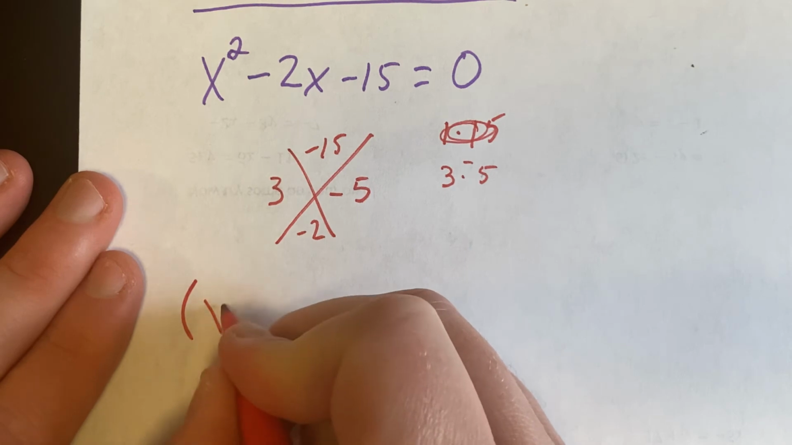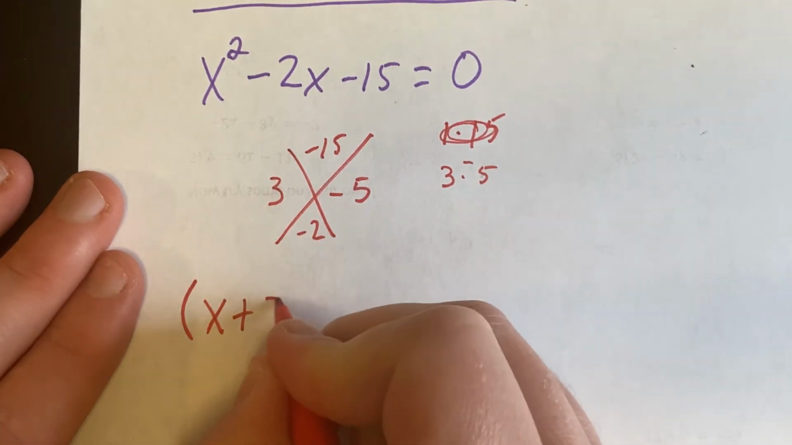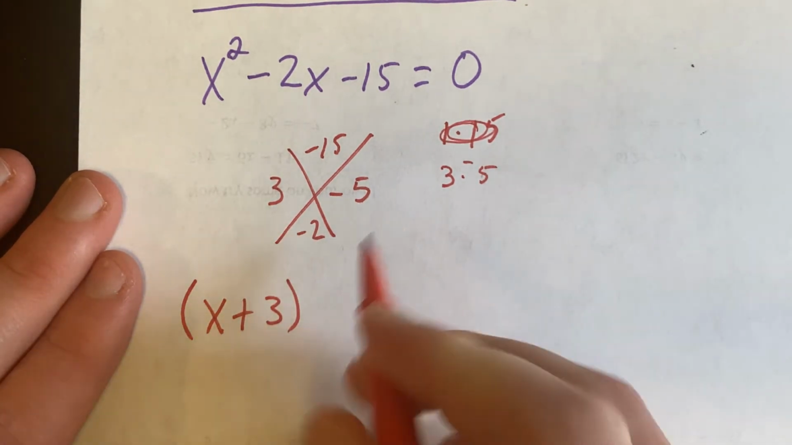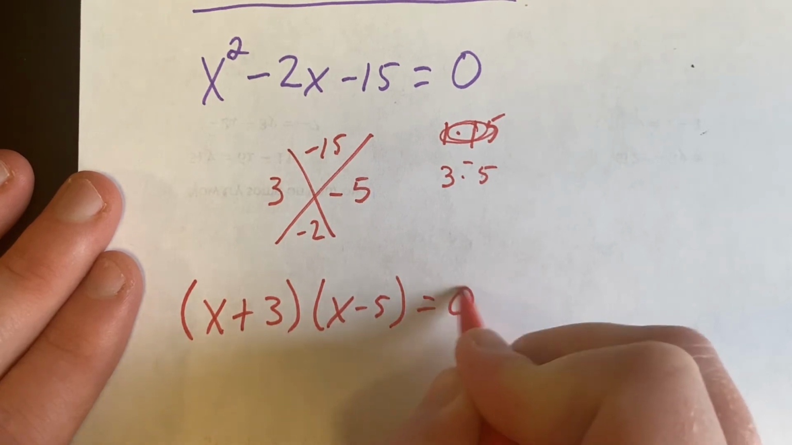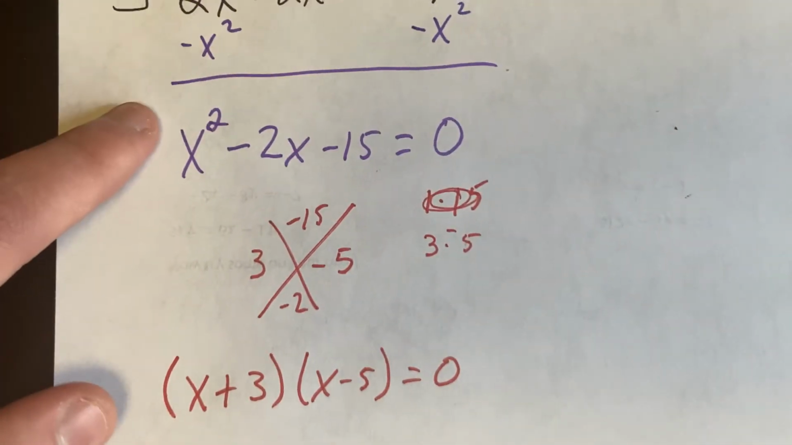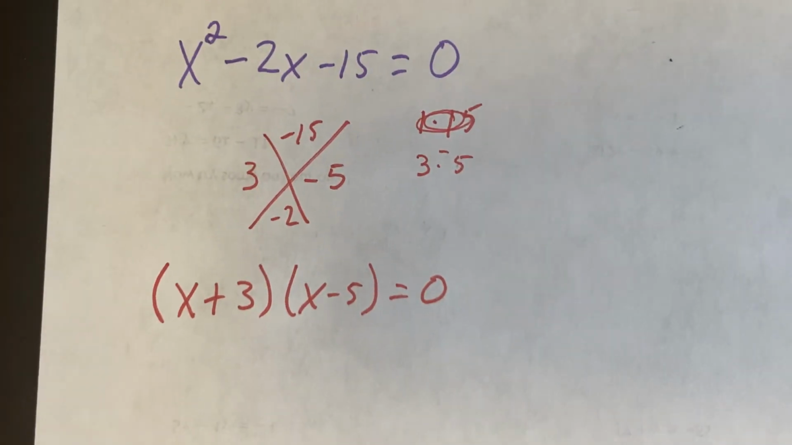So now I'm going to fill in my factors here. So we have an x, and this is a positive 3, so we're going to say plus 3. That's a negative 5, so we're going to say minus 5. Again, it's still the same equation. It's still set equal to a 0, but now we wrote it as a product.